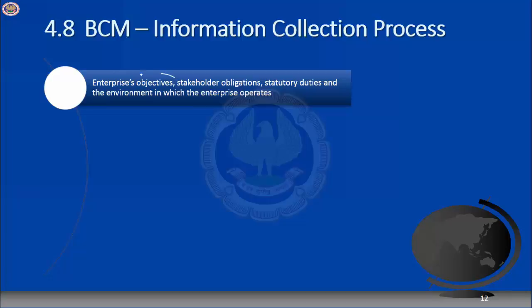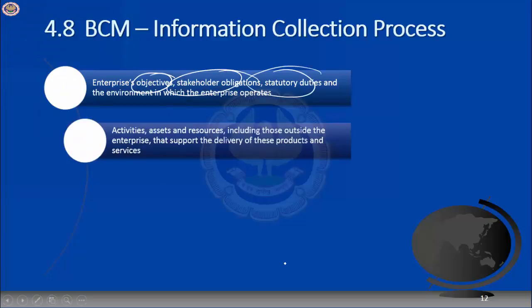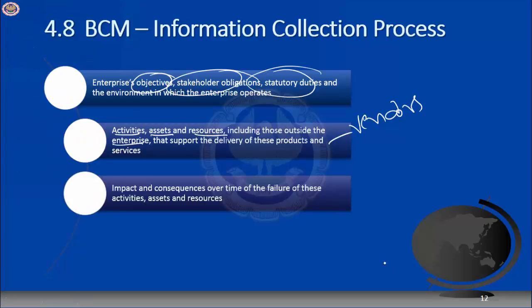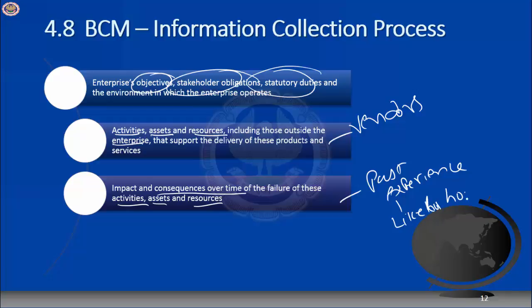You look at the enterprise objectives, the stakeholder obligations, statutory duties, etc. You also look at the different types of activities performed in the enterprise, the assets and the resources, including those which are outside the enterprise, which are provided by the vendors or the service providers. You also look at the consequence over time of the failure of these activities, assets and resources based on past experience, because this will help to know what has happened in the past, and this will also help in assessing and identifying the likelihood and also the impact on account of this.